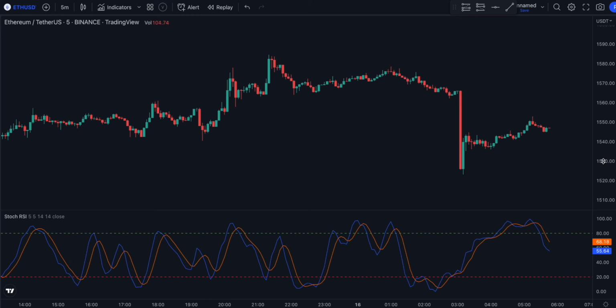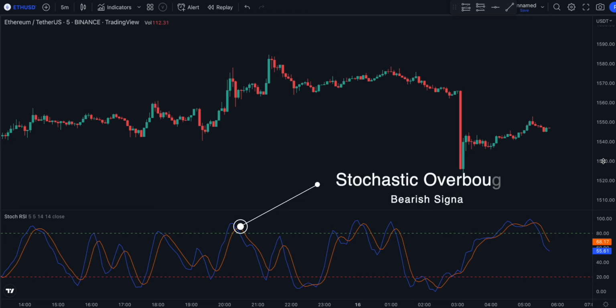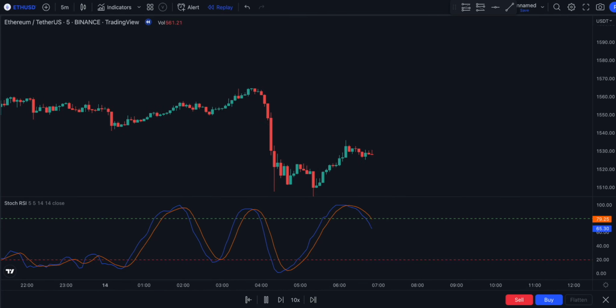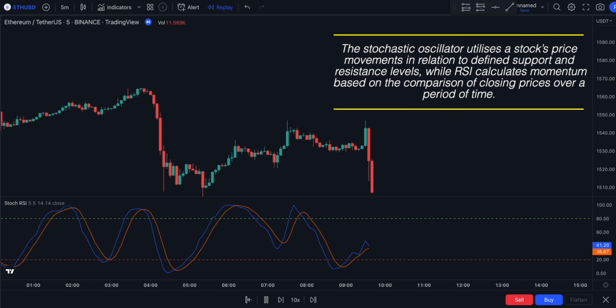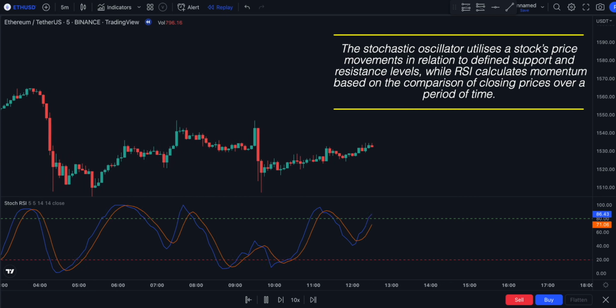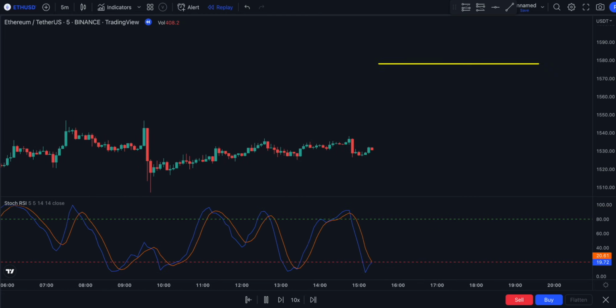The Stochastic RSI is an indicator that applies the formula of the stochastic oscillator to a set of relative strength index RSI values rather than a set of stock prices. Both the stochastic oscillator and the RSI are considered momentum indicators. They're used in the technical analysis of a stock. The stochastic oscillator utilizes a stock's price movements in relation to defined support and resistance levels, while RSI calculates momentum based on the comparison of closing prices over a period of time.